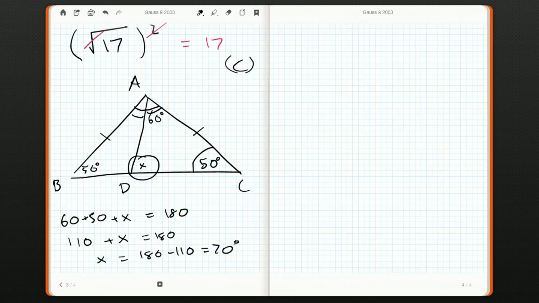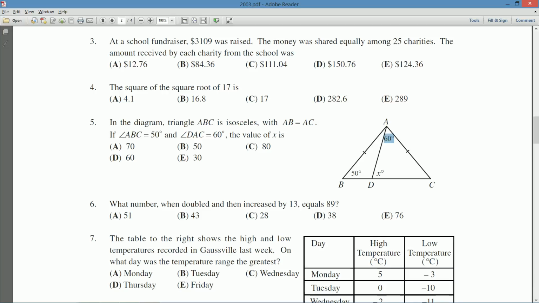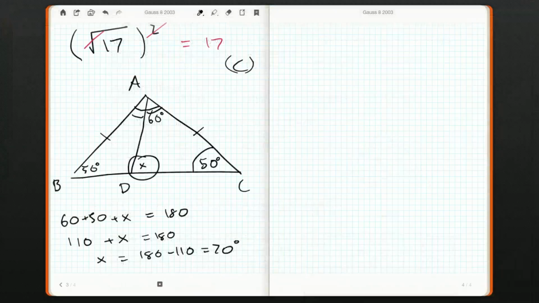Okay, so 70 degrees, that's our guess for x. Is that one of our possible answers? Sorry, not for A, it's for x. But the answer is A, 70 degrees. That's a nice answer right there.